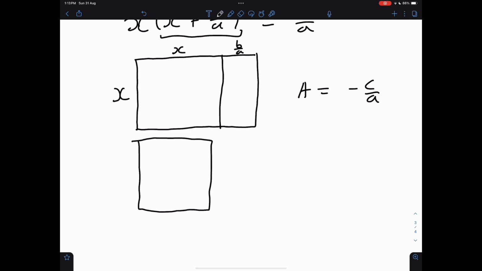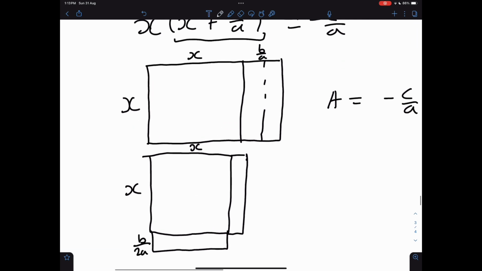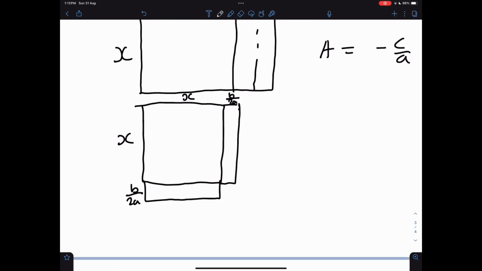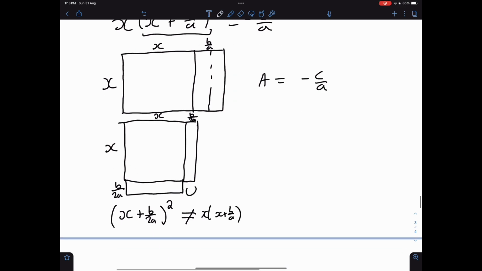We can just chop this in half. Move that other half down here. Now we've got x here and x here, and then half of b over a will be b over 2a. It's another trick. We can halve things by doubling the denominator. And now we can see a square taking shape. But this does not equal x plus b over a, because we've got this bit here.